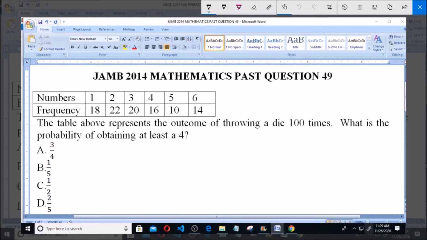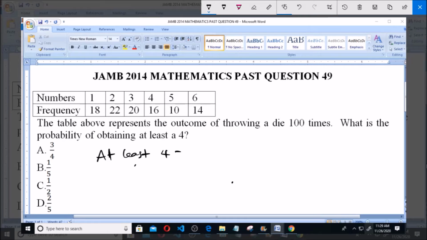I'll be answering JAMB 2014 Mathematics Past Question 49. The table above represents the outcome of throwing a die 100 times. What is the probability of obtaining at least a 4? At least a 4. Now, if you look at this here, probability, now, for you to obtain at least 4, it means you obtain 4 and above.